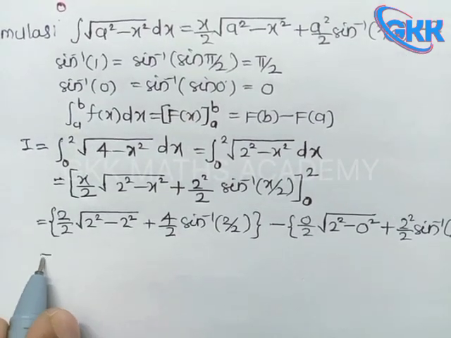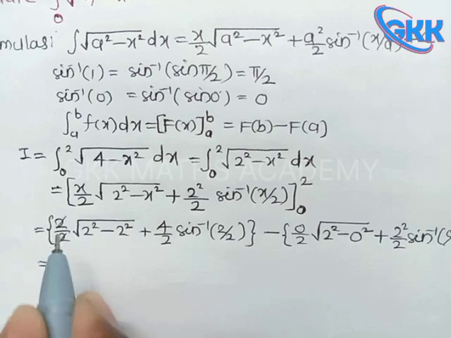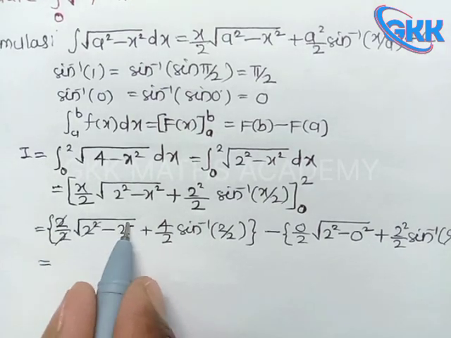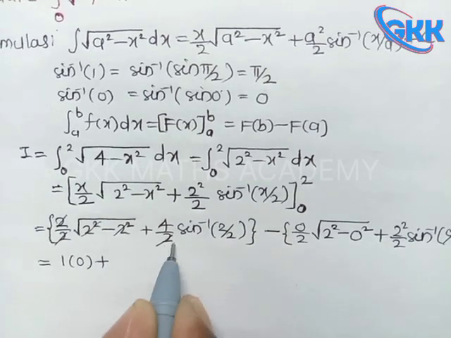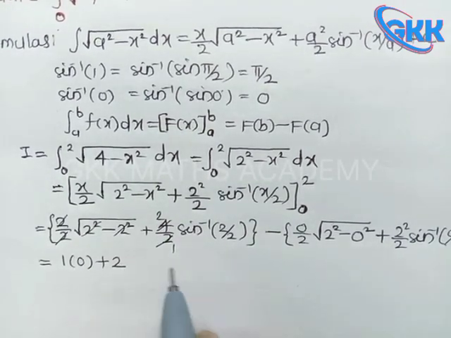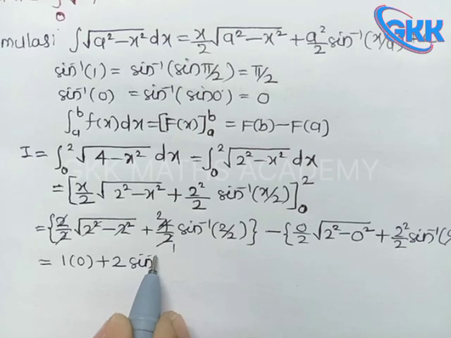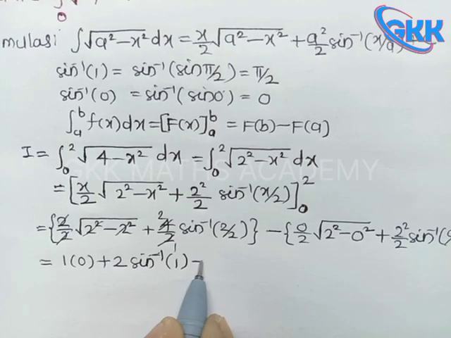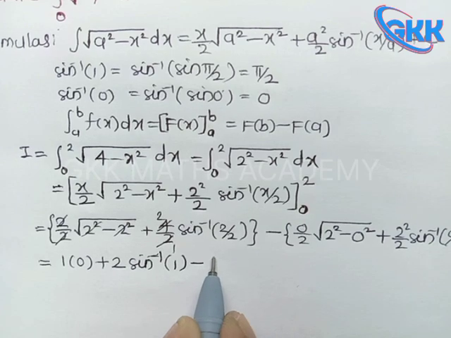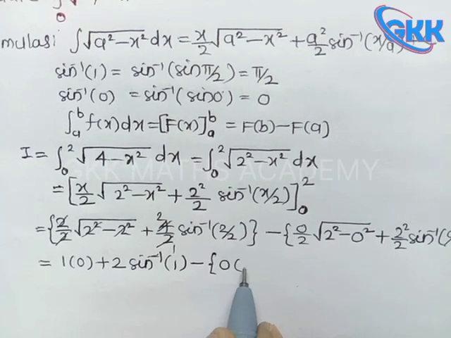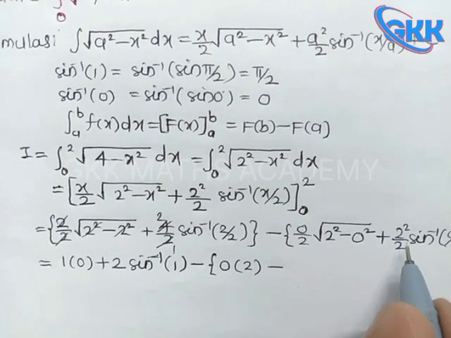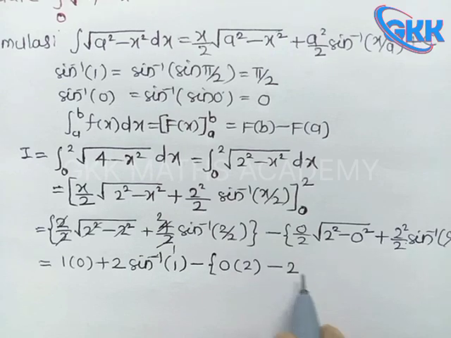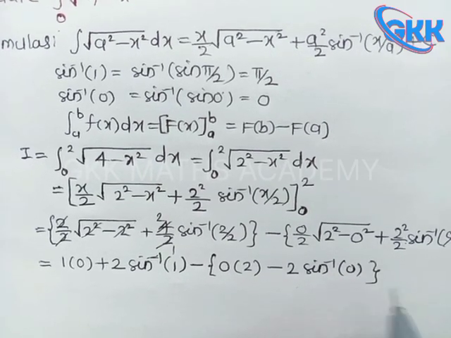Here 2 gets cancelled, right? Now 2 square gets cancelled, total 1 times 0 you will get, and 2 sine inverse 1, minus the lower limit. In the lower limit 0 times 2 you will get. Yes or no? Square root gets cancelled. So 4 upon 2 means 2 will get, and sine inverse 0 you will get.